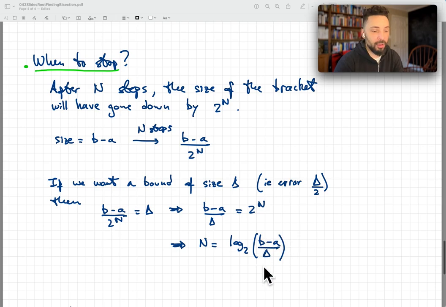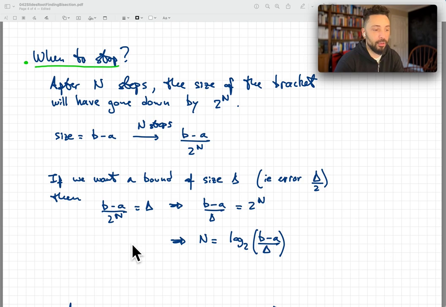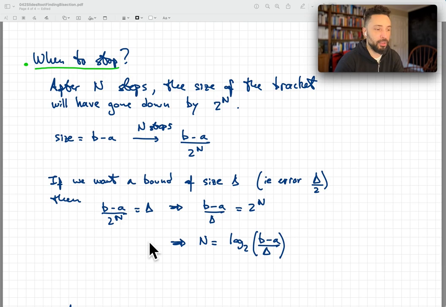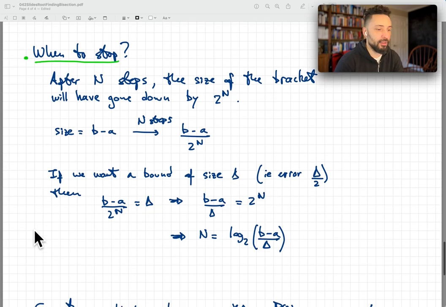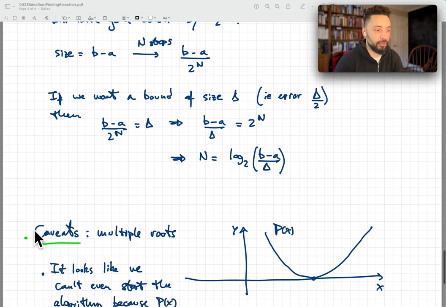So this b minus a over delta is presumably some large number, but when you take the logarithm, it's going to be a much smaller number, and that's the number of steps that you have to execute for this algorithm. So at least that number of steps. Usually this logarithm is not going to give you a nice round integer. That's okay. You can go one more step and you can be absolutely sure that you'll be within this bound of size delta, and you'll have a precise result. When this algorithm works, it's actually very, very powerful and very quick.